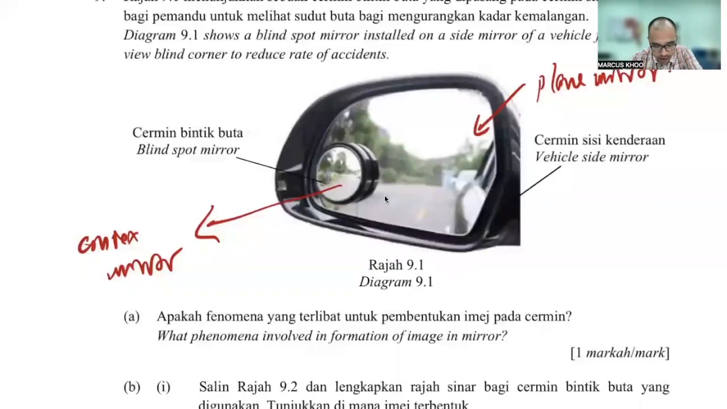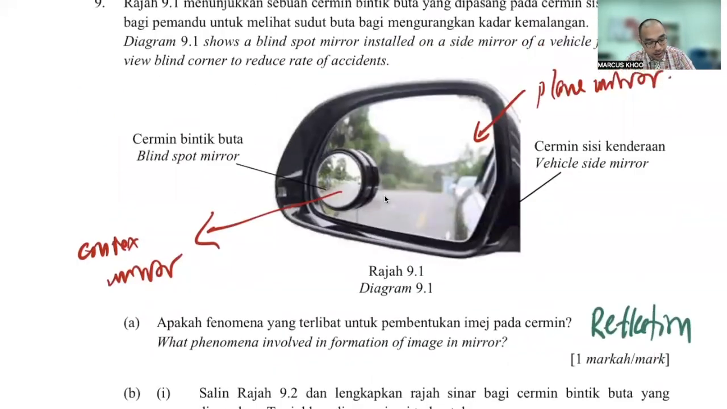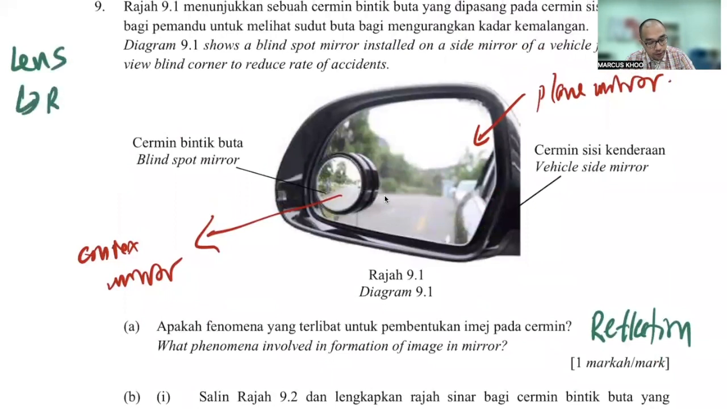Coming back to the question. What is the phenomenon involved in the formation of the image of the mirror? Obviously, this is reflection, because in a lens, the phenomenon involved is refraction.